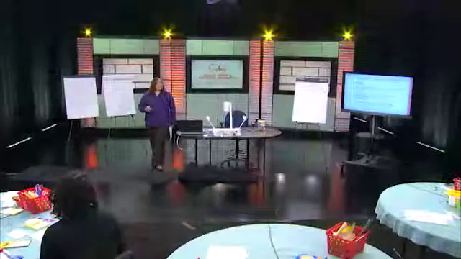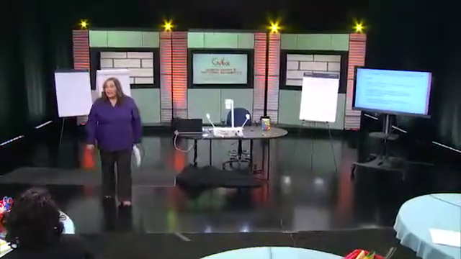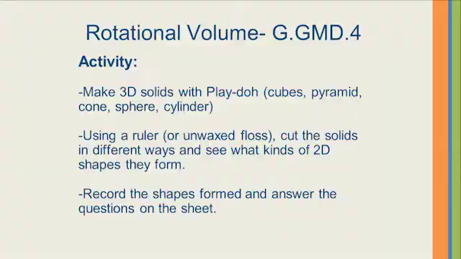So we're moving on to our rotational volume activity. We're going to play with Play-Doh. We're going to make three-dimensional solids: cubes, pyramids, cones, spheres, cylinders. And we're going to use a ruler, or we have dental floss, to slice our figures and form cross sections. Let's get our hands dirty.